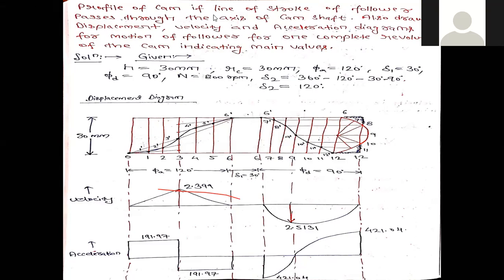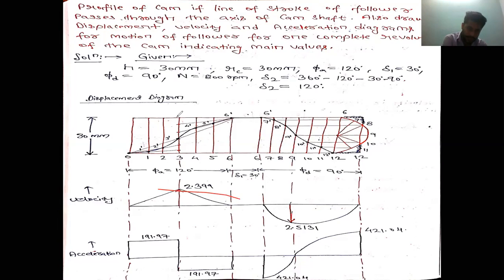Next, what I will be doing is that, see, it has been given in the problem that for angle of ascent, the follower is moving with uniform acceleration and deceleration. And I know for uniform acceleration and deceleration how to draw the displacement diagram. I have to find the middle point of the follower. Middle point is nothing but this third vertical line. Now I have to divide this third vertical line again into 6 equal parts. Then I will name it as 1, 2, 3, 4, 5, 6.